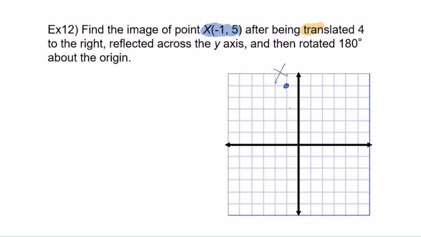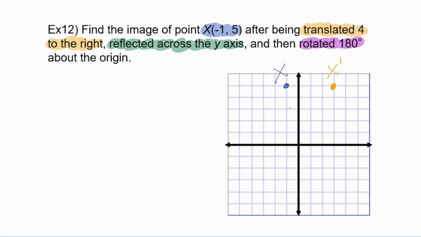The first one is we're going to translate this X 4 to the right. The second one is we're going to reflect this across the y-axis. And then finally, we will rotate it 180 degrees about the origin. So if I translate it 4 to the right, that's like sliding it. So I'm going to go 1, 2, 3, 4. It's going to go right there. So right here in orange is X prime.